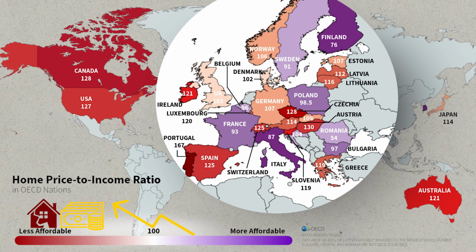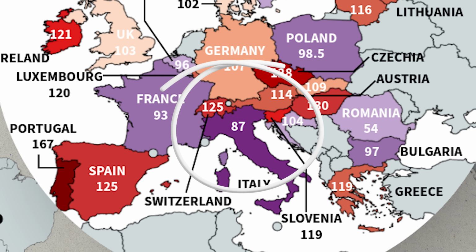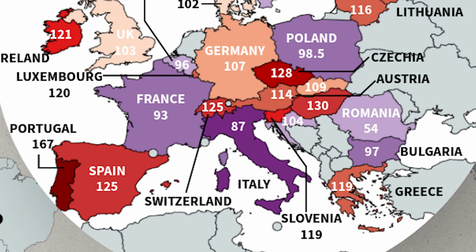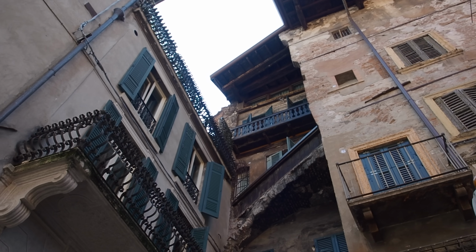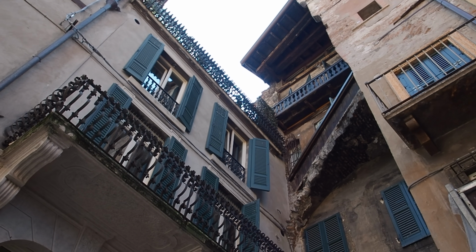Italy. According to the OECD data, Italy has seen a 13% reduction in its housing price-to-income ratio since 2015, meaning that housing prices here have gotten more affordable relative to wages over the past 10 years. But it isn't exactly a reason to celebrate.